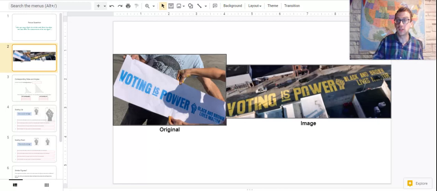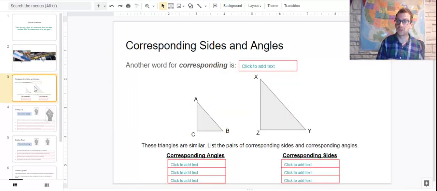Mathematicians are going to be particularly focused on the sides and the angles of similar shapes when they're comparing them. And we have a vocab word that's talking about special sides and angles, and that word is corresponding. We're going to be exploring how we can find corresponding sides and corresponding angles when we have two shapes that are similar.